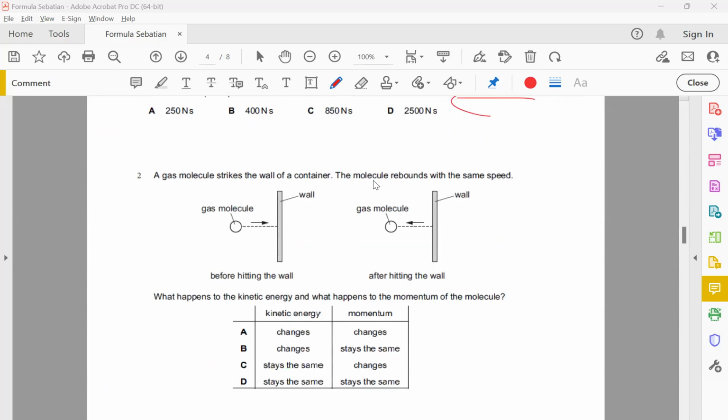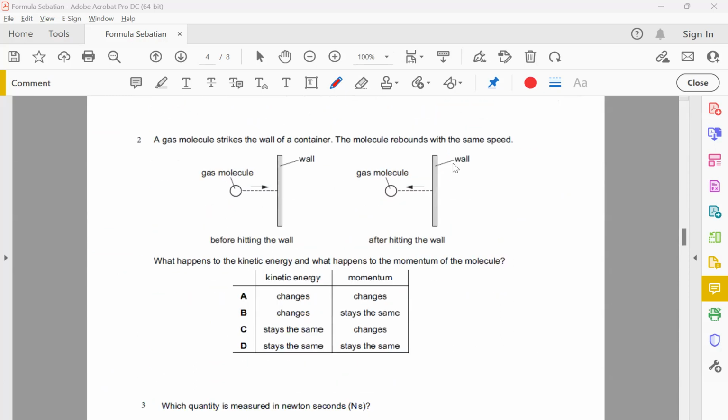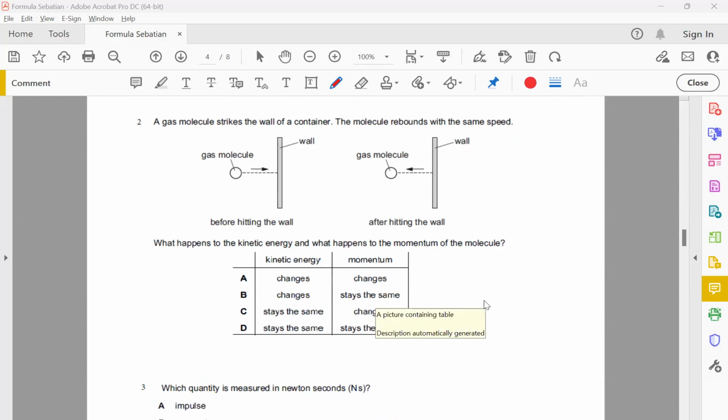B, correct. Number 2, D. That's wrong. Okay, everyone, look at question number 2 here.